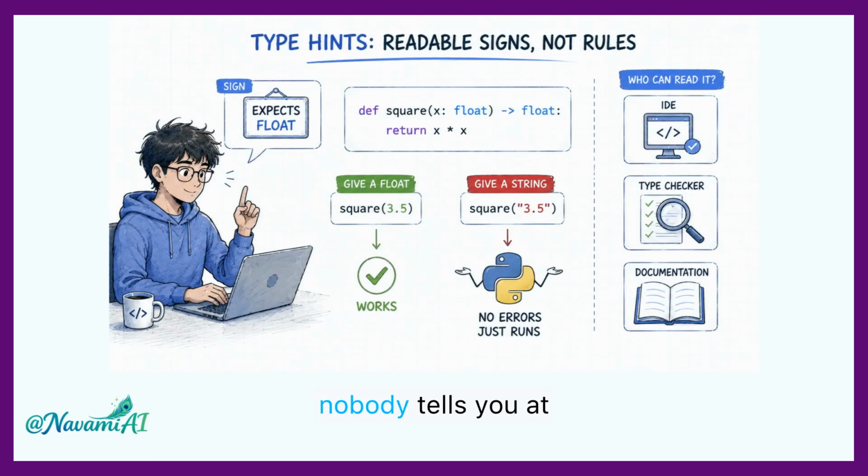But here's the twist nobody tells you at first. Python does not enforce this. Annotate a function to expect a float, hand it a string instead, and Python shrugs and runs it anyway. Type hints aren't bouncers. They are a sign that certain tools know how to read.